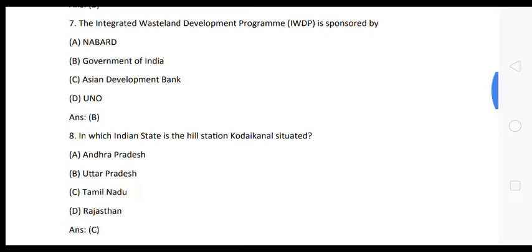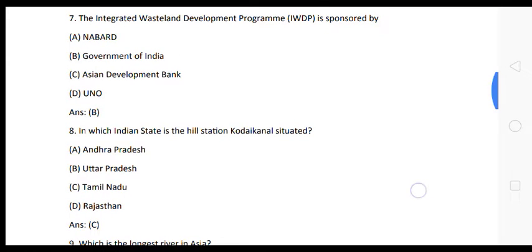The next question is: the Integrated Wasteland Development Program is sponsored by? Options are NABARD, Government of India, Asian Development Bank, and UNO. The correct answer is option B, Government of India. The Integrated Wasteland Development Program is sponsored by Government of India.